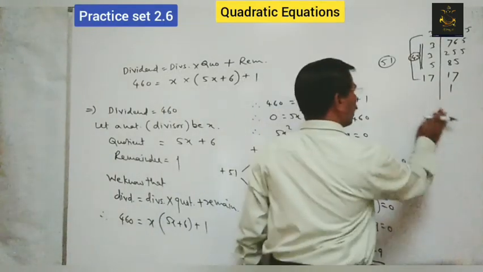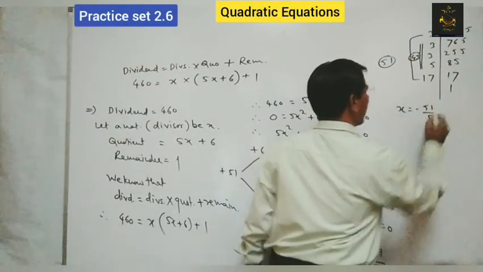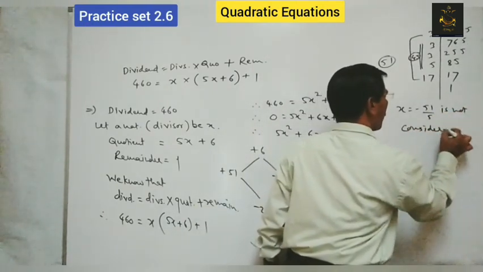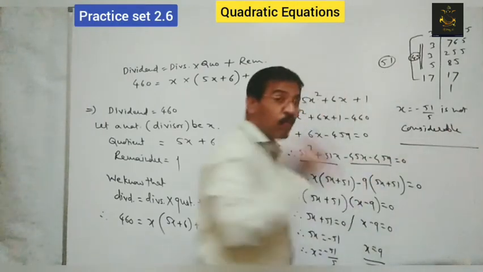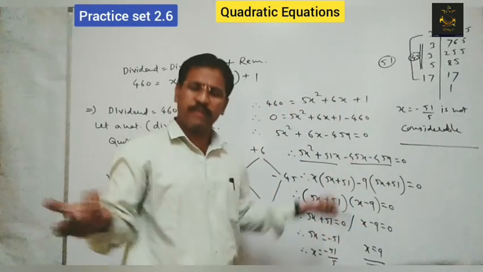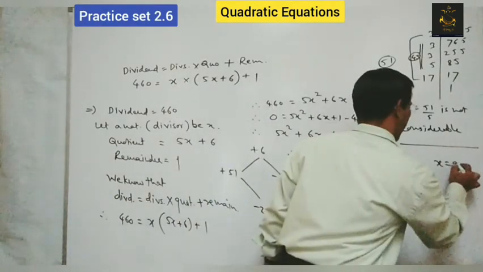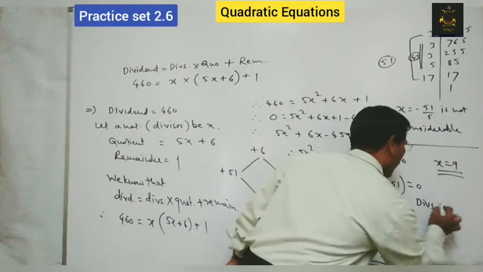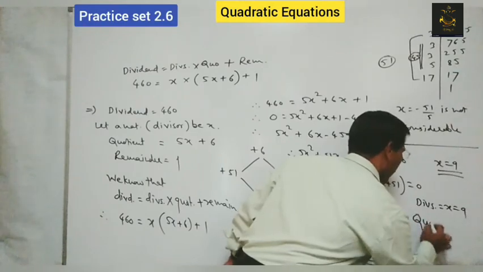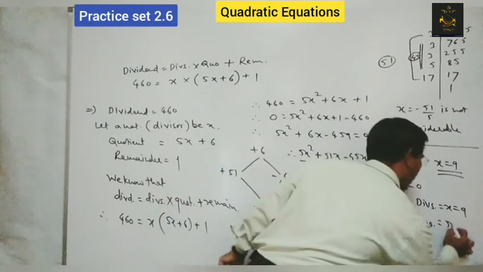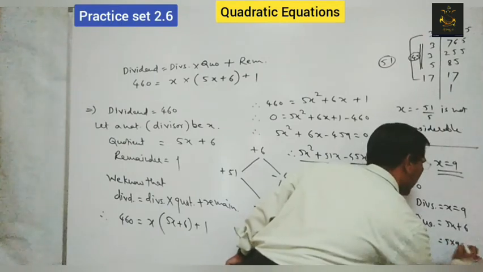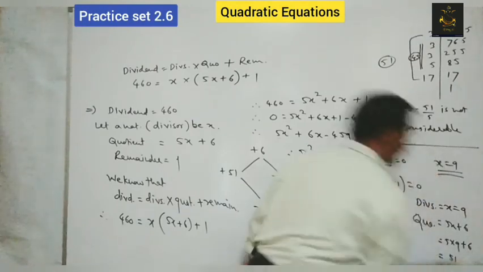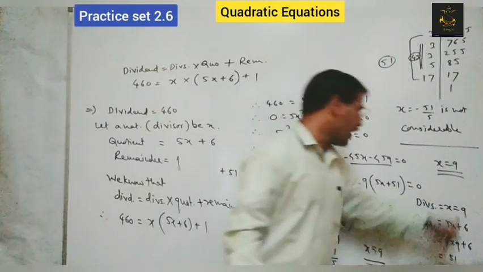So we'll write here: x equal to minus 51 by 5 is not considerable. Why? Just write the reason. Natural numbers are never negative or fractions. So x equal to 9. What is this? 9 means what? Divisor. So we'll write here divisor x equal to 9, and the quotient is nothing but 5x plus 6. So 5 into 9 plus 6. 5 9s are 45 plus 6. How much? 51. Understand?